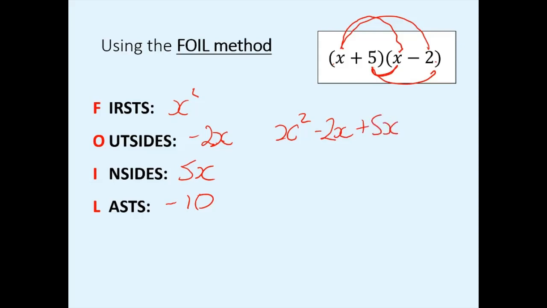You'll notice this has come out in a slightly different order to the previous question, but when we simplify, the x squared stays the same. Minus 2x plus 5x is plus 3x, and the minus 10 is minus 10. And that's the same answer that we got using the grid.